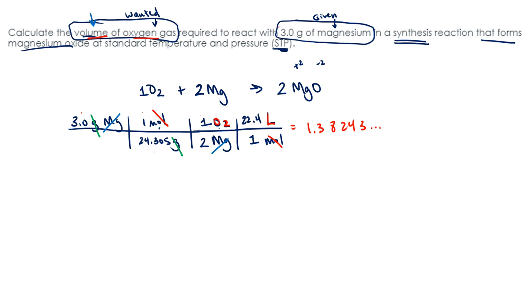Let's go back and look at our given. I have 1 sig fig, 2 sig figs. I get to keep 2 sig figs in my final answer. I'm going to keep 1 to that 8. It's going to flip that 3 into a 4. And so our final answer is going to be 1.4 liters of oxygen gas.